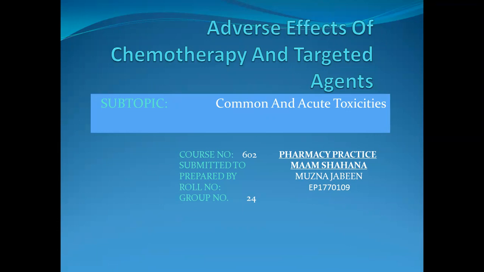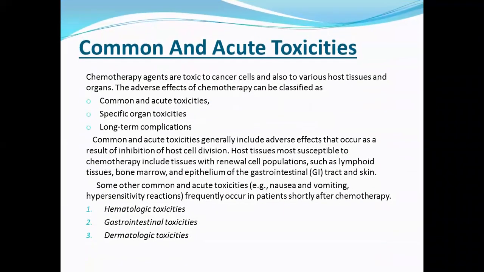The topic of my presentation is adverse effects of chemotherapy and targeted agents. Along with my group members, we have divided different subtopics, and my subtopic is common and acute toxicity. What is common and acute toxicity?